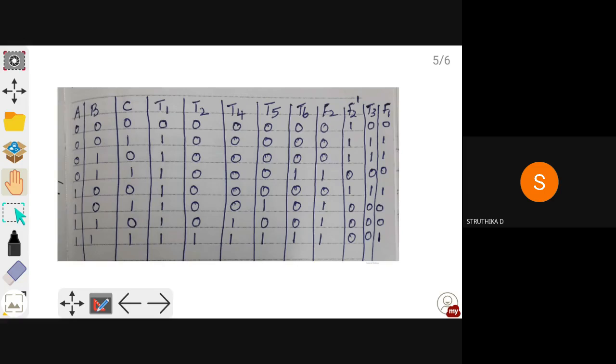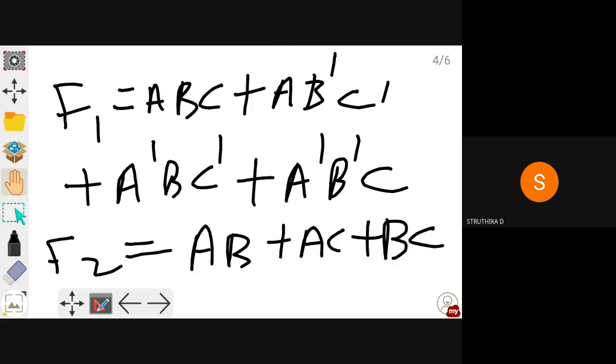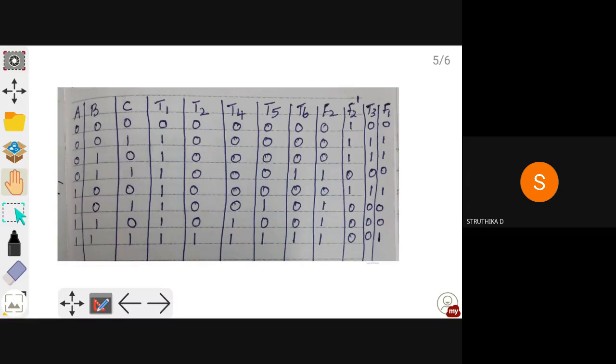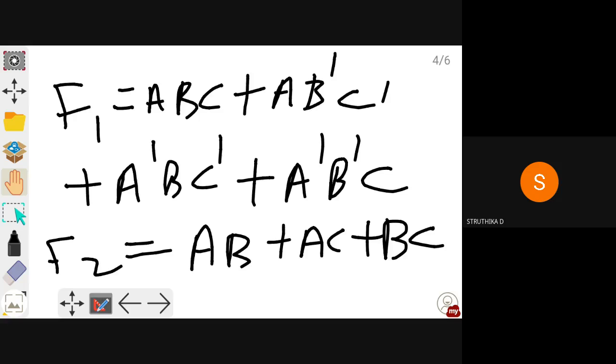Then T3. So what is T3? T3 is F2 dash into T1. So AND F2 dash and T1. Wherever both places have 1, you obtain the T3. So now F1. So what is F1? F1 is T2 plus T3.